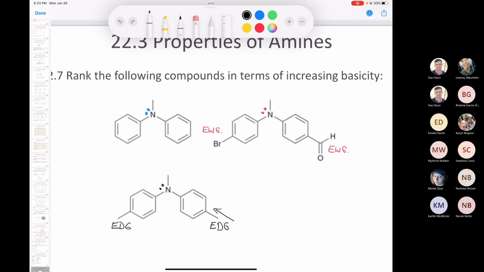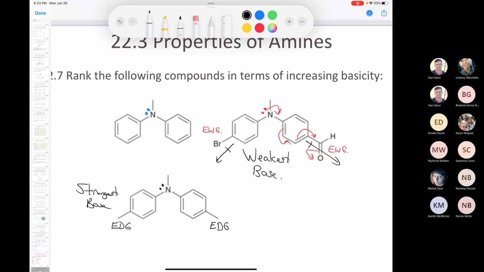Whereas the red one, you're going to have dipoles pulling this way, so it yanks the electrons away. And you could also draw resonance structures. You could show this all the way down to here if you wanted to. You could show it delocalized there. So this one would be the strongest base, and this one would be the weakest base. Again, not a simple question. Fun question, but not a simple question.